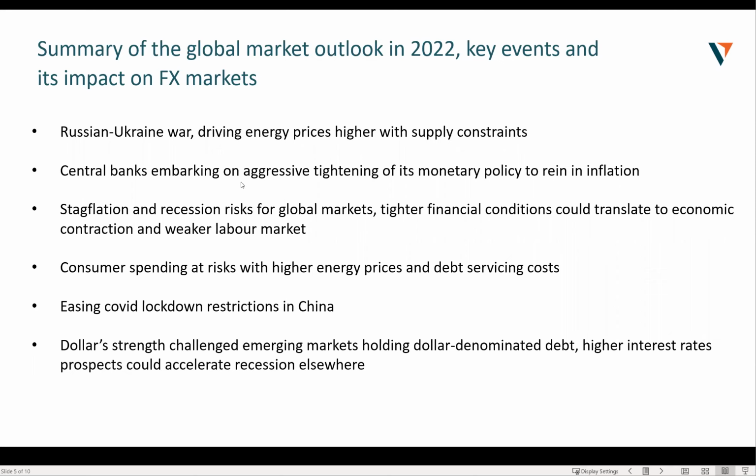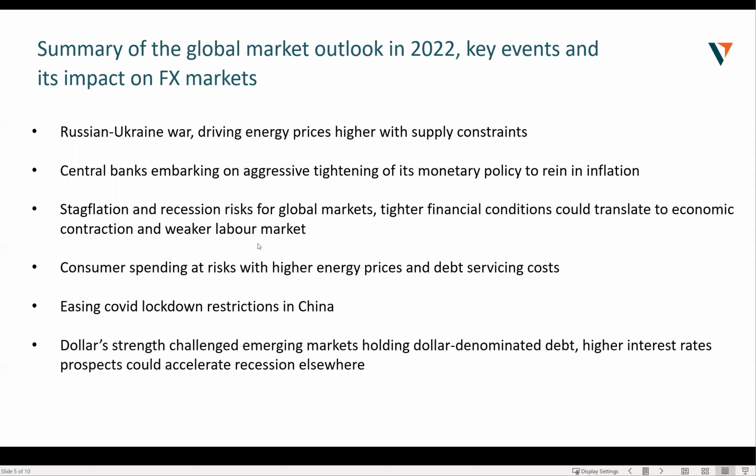So we have consumer spending as well. Consumer spending is also at risk with higher energy prices, and this is driven by the supply constraint as well as conflict within Russia and Ukraine. In this case, we can see that higher energy prices would reduce the purchasing power for consumers. At the same time, rising interest rates would also increase the debt servicing costs.